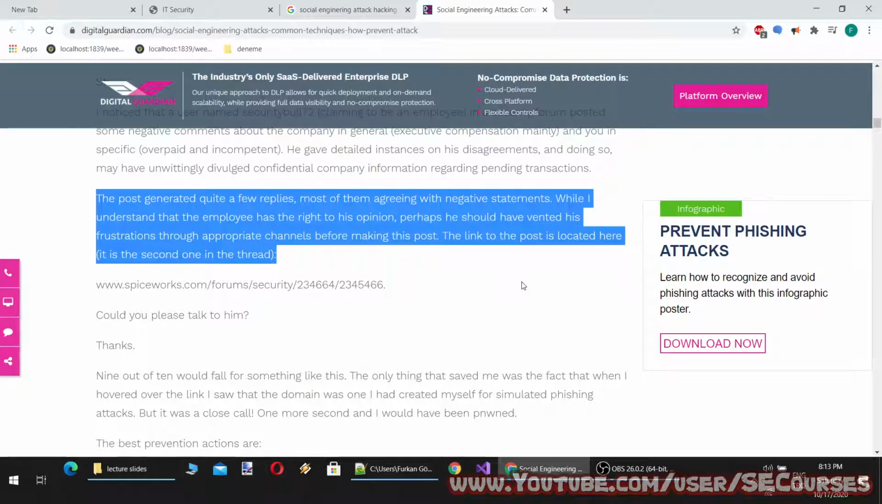The post generated quite a few replies, most of them agreeing with the negative statements. While I understand that the employee has the right to his opinion, perhaps he should have vented his frustrations through appropriate channels before making this post. The link to the post is located here. It is the second one in the thread.